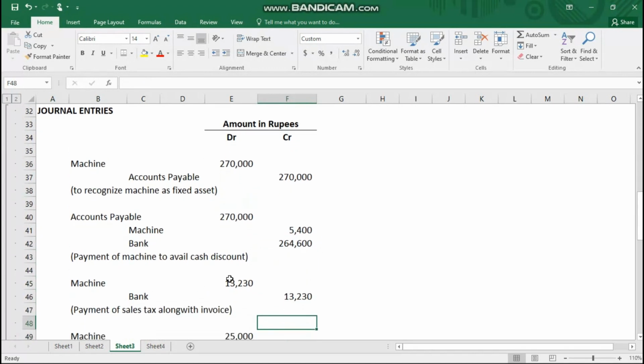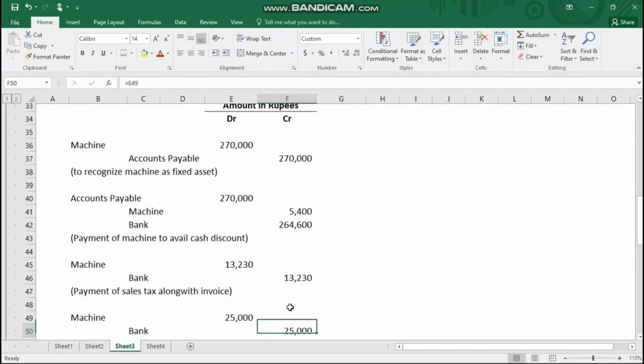The third entry was the sales tax amount, which is 5% on the net cash price, and I'm assuming this sales tax is non-refundable. As a result, I'm adding it to the machinery account. So I debited the machinery fixed asset account and I credited the bank. So that was my third entry.